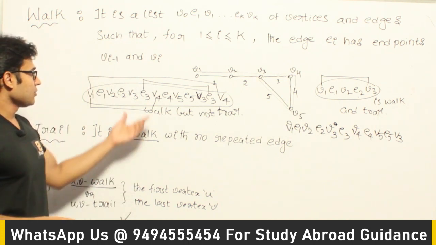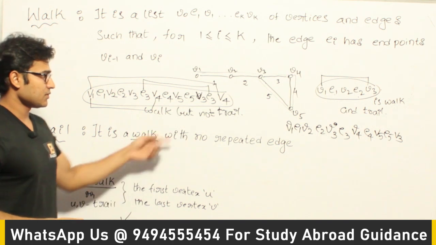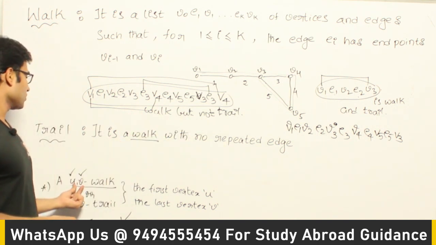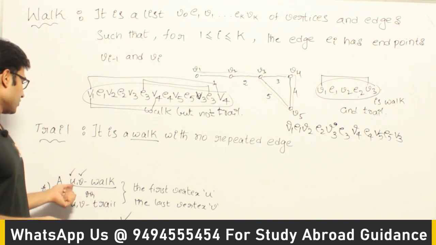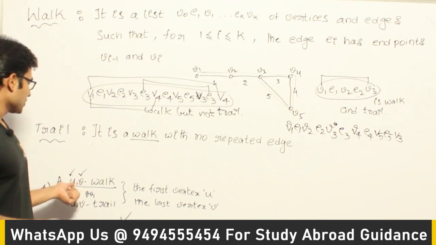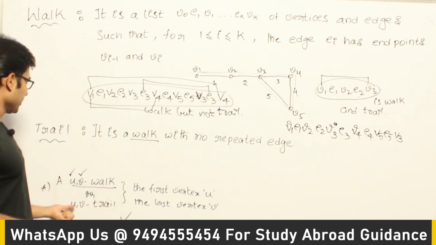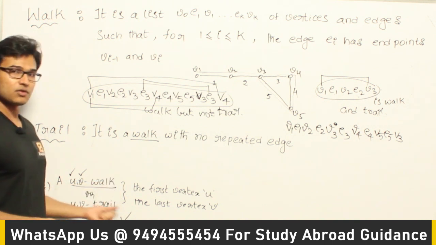So there can be more than one walk between two vertices as well as more than one trial between two vertices. So what is a UV trial? Any walk which is starting from U and ending at V is called UV walk. And what is UV trial? Any trial which is starting at U and ending at V is called UV trial.